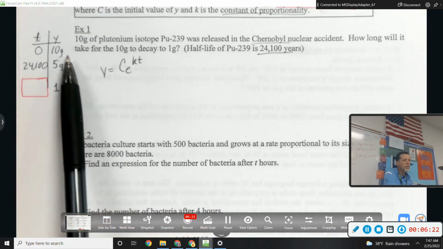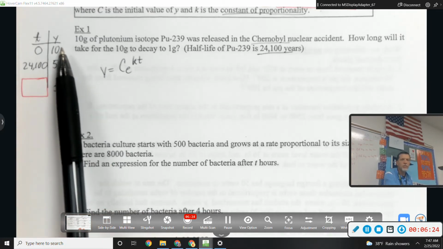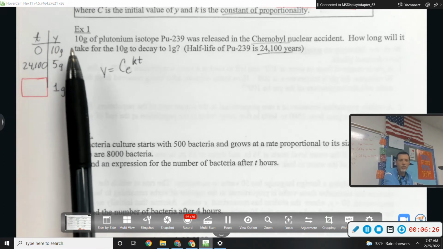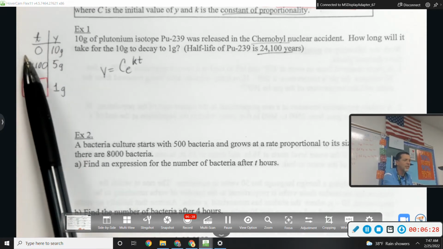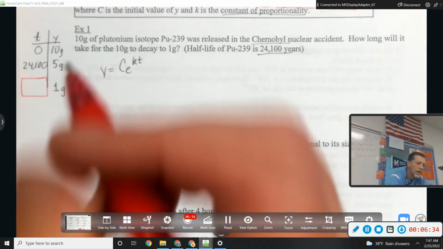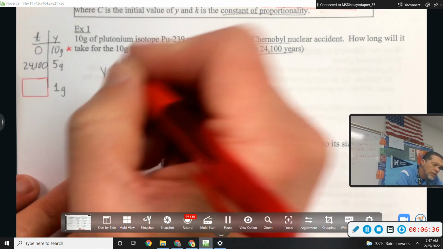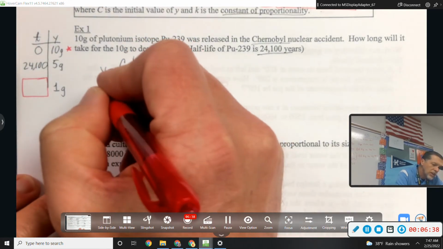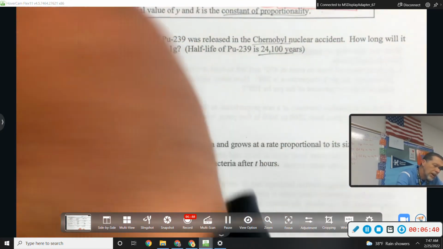Which one do you think would be most helpful to use first? It's okay to use either one first, but one of them makes life a lot easier if we use it first. 0 and 10. Probably the 0 one, because 0 makes things go away. So let's use the 0 information first. So 10 in for y.